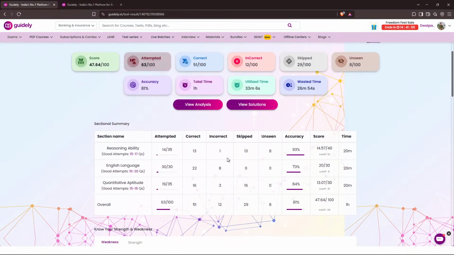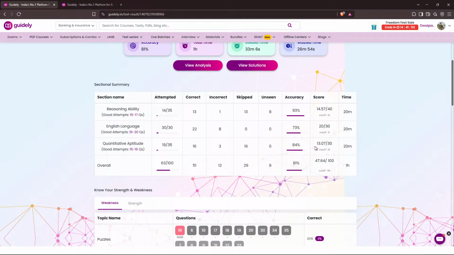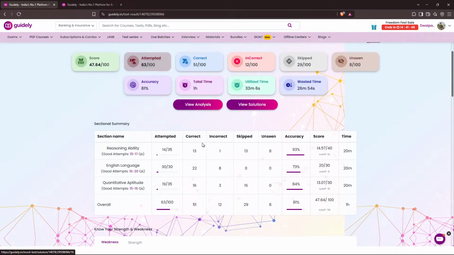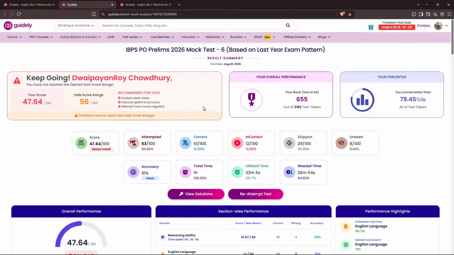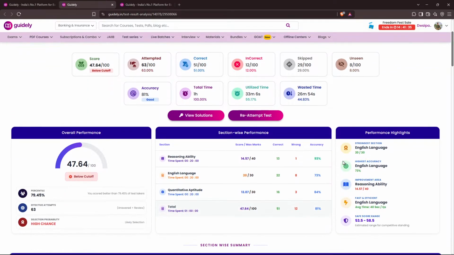In reasoning, it was all right. In English, it was terrible. Quants also terrible. It was a difficult set.